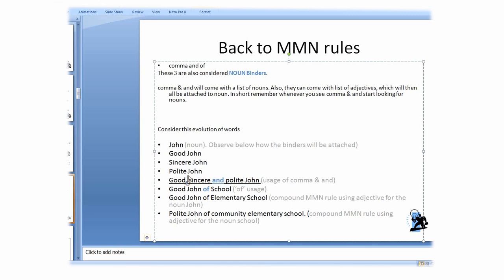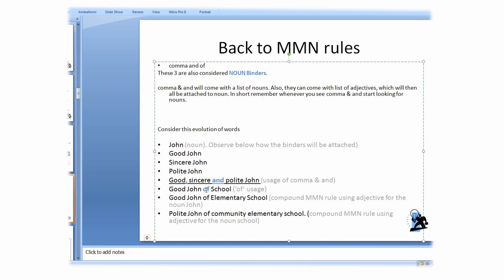So using comma and, you can add multiple binders to a noun. Therefore we call comma and and also noun binders. See, where do we use a comma? When we have many nouns, many things, many names, for example my brother, my sister and my father. So you see brother, sister, father. Now three nouns. I'm combining three nouns using the power of comma and. So therefore you can use comma and add multiple binders to a single noun. So therefore we treat comma and of as noun binders.